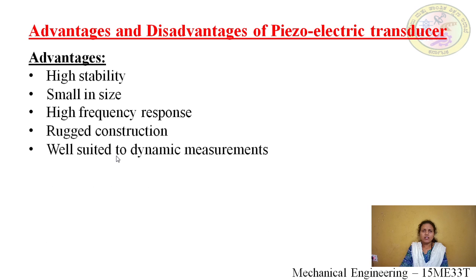The next advantage is that it is suited to dynamic measurements. If you see, there is a pressure variation in the IC engine. So instantly, for 1 minute, 2 minutes, there will always be a change in the pressure. For this we need to get the output instantly. So this is used for dynamic measurements.